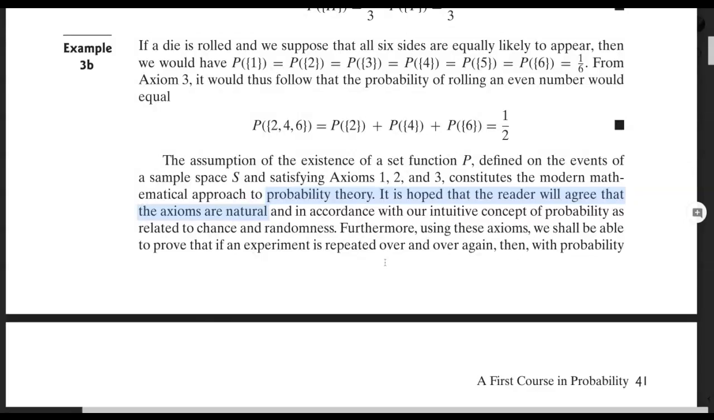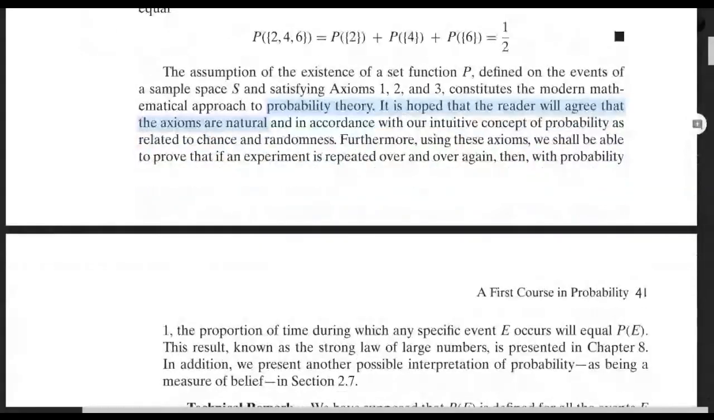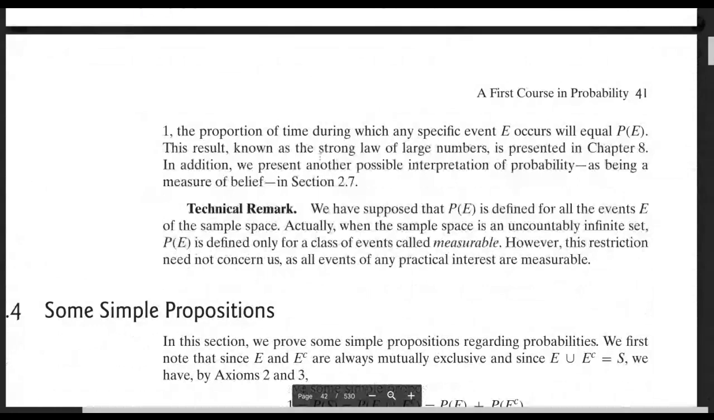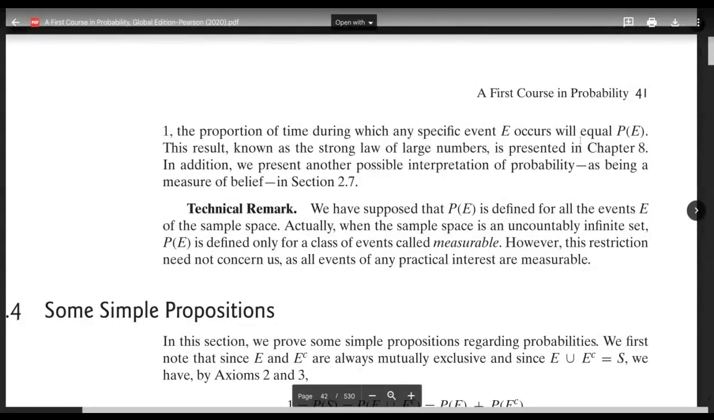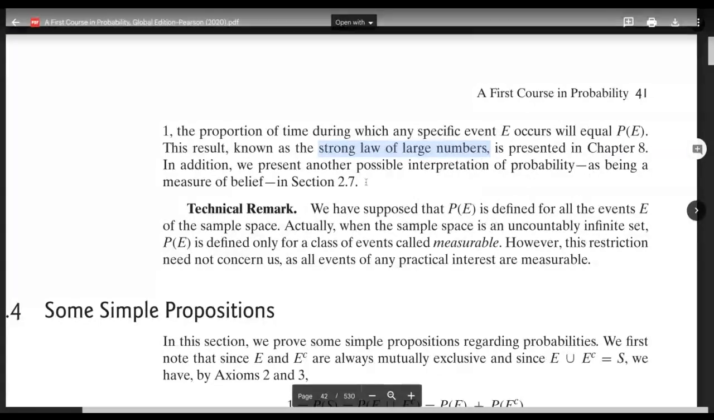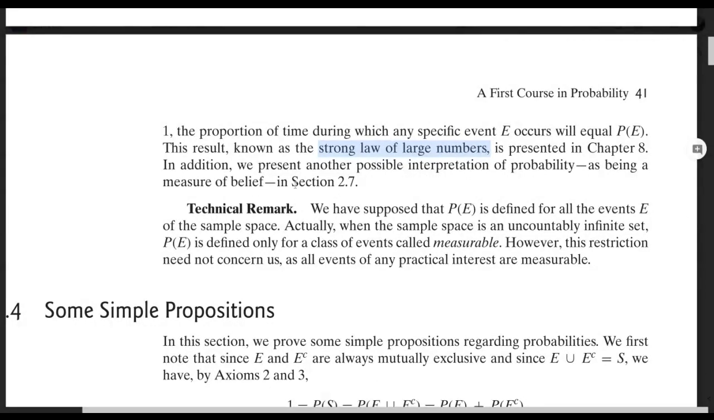Furthermore, using these axioms, we shall be able to prove that if an experiment is repeated over and over again, then with probability 1, the proportion of time during which any specific event E occurs will equal P of E. This result is known as the strong law of large numbers. So we'll learn the law of large numbers. Statistics is a science nowadays. It's based on 2 theorems. One is the law of large numbers, and it is presented in chapter 8. In addition, we present another possible interpretation of probability as being a measure of belief. That's something else.